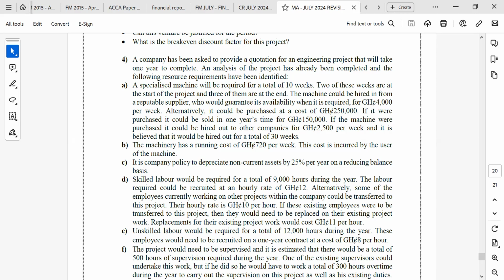One of the existing supervisors could undertake this work, but if he did so, he will have to work a total of 300 hours overtime during the year to carry out the supervision on this project as well as his existing duties.